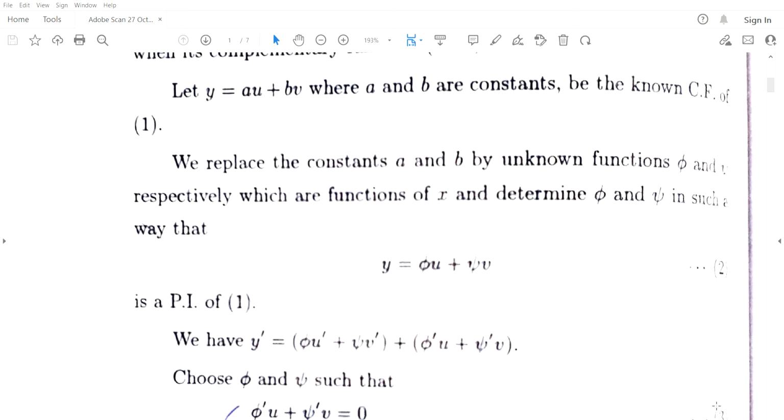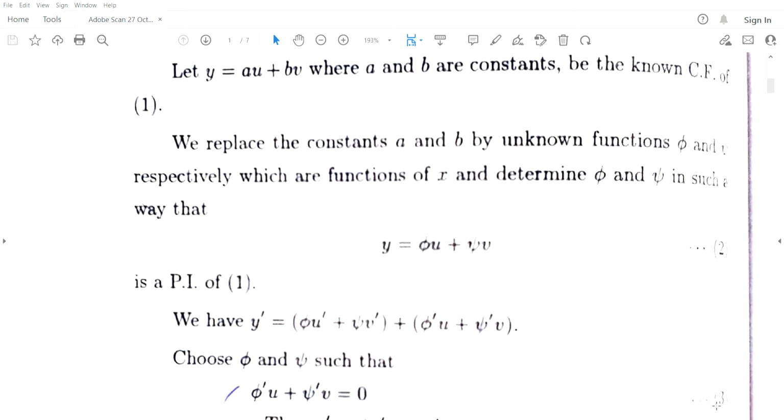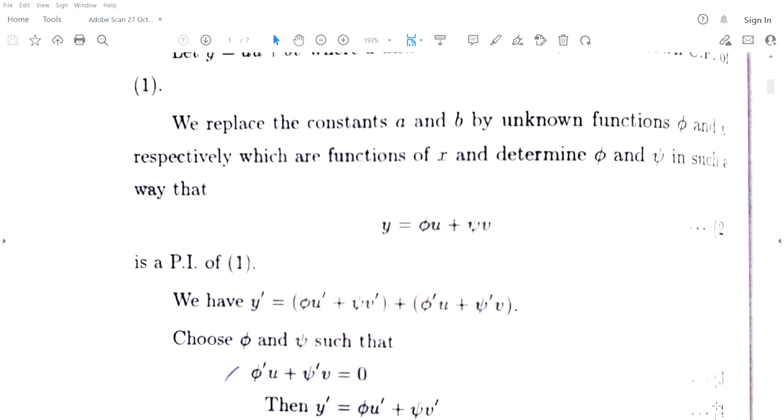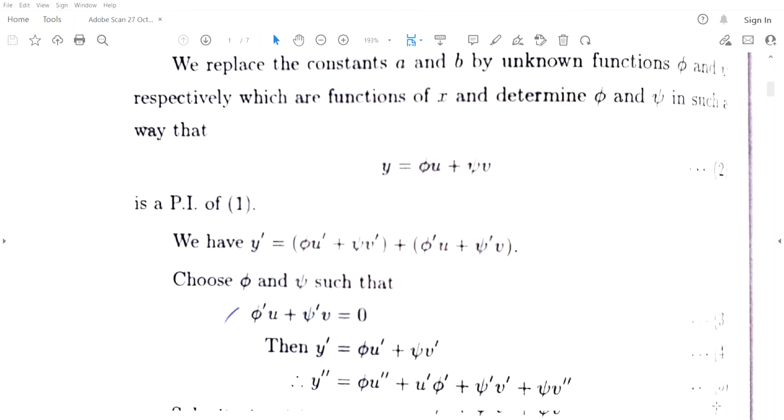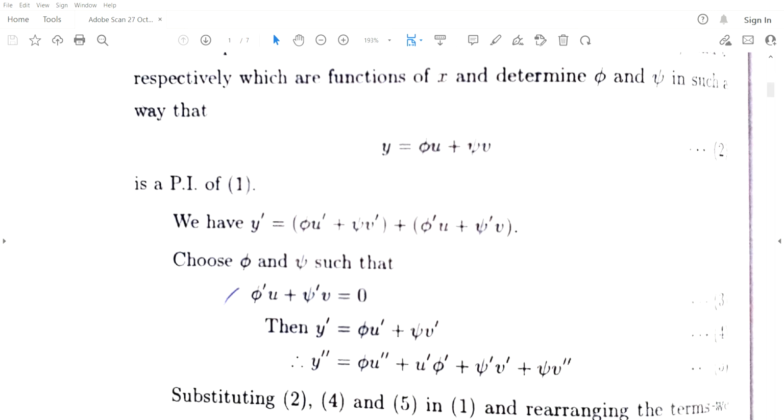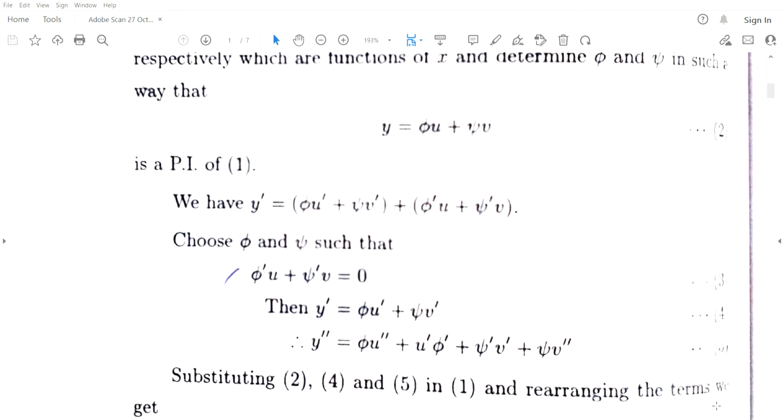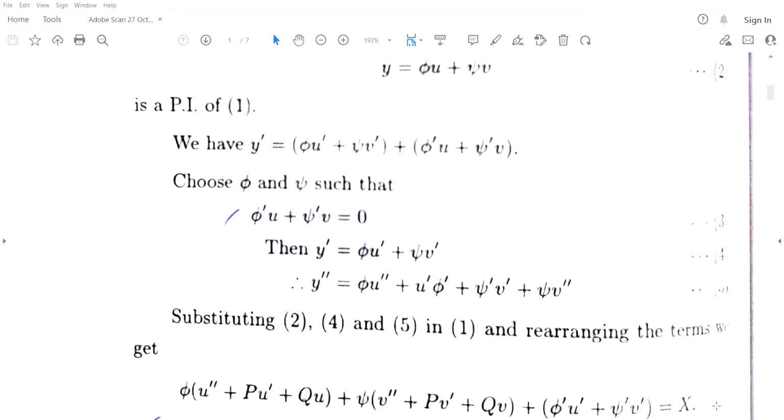Now if y is equal to phi u plus psi v, then we differentiate that one: y dash is equal to phi u dash plus psi v dash plus phi dash u plus psi dash v. Now since we have taken phi and psi as two functions, we have to determine them. Let there be a condition that phi and psi should be such that phi dash u plus psi dash v is equal to 0.